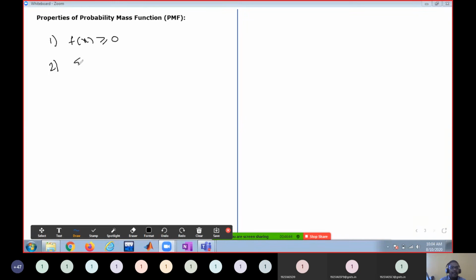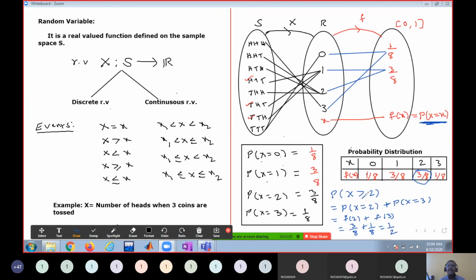Second one, sum of all probabilities. The sum of all the probabilities must be 1. So when somebody gives you a table and claims that it is a distribution table, what is the first step that you have to do? Take the sum of the values of the distribution table. If that is not equal to 1, you simply reject the table. Say that this is not a probability distribution table. It is some other table.